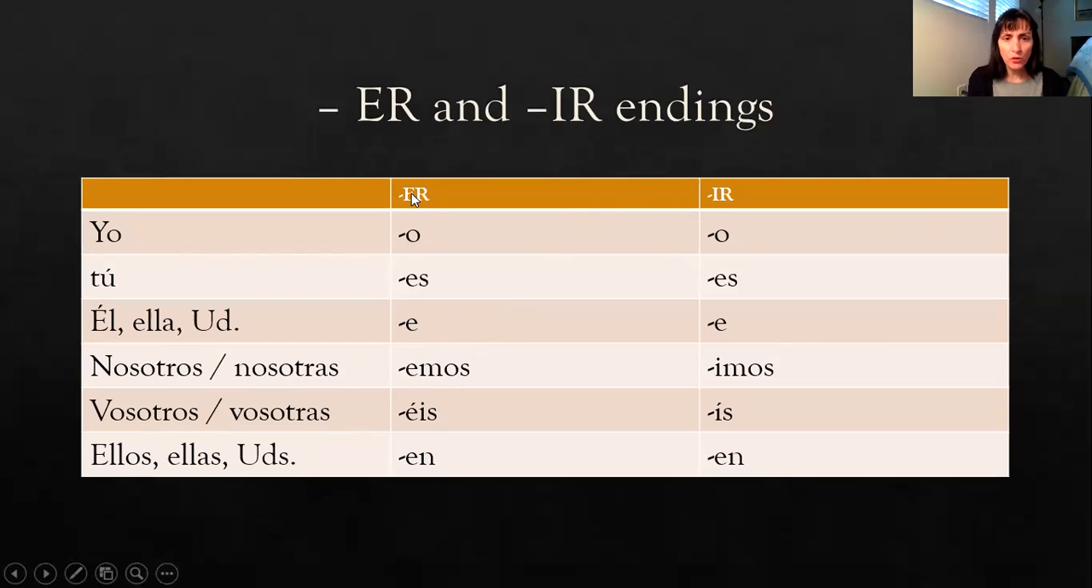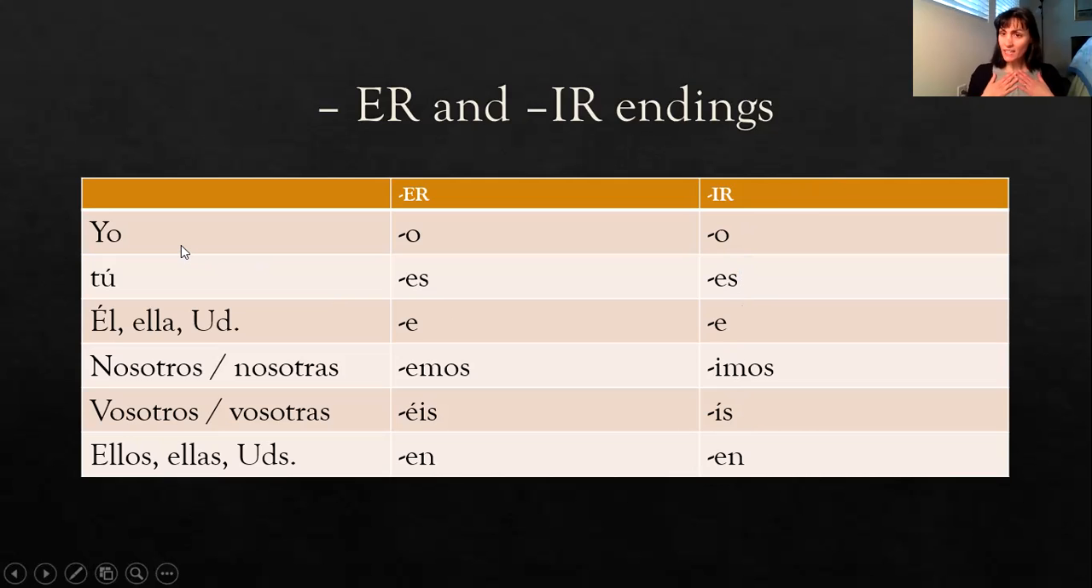So the ER endings are o, es, e, emos, éis, en. Repite, por favor. O, es, e, emos, éis, en. For the IR verbs, the endings are o, es, e, imos, ís, en.